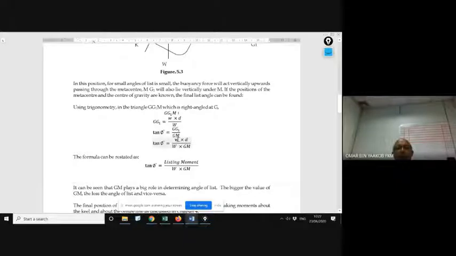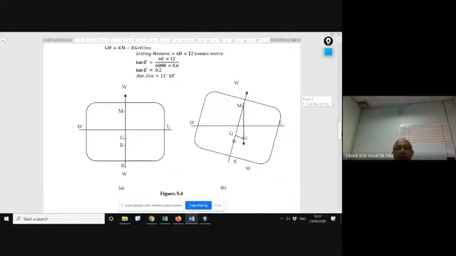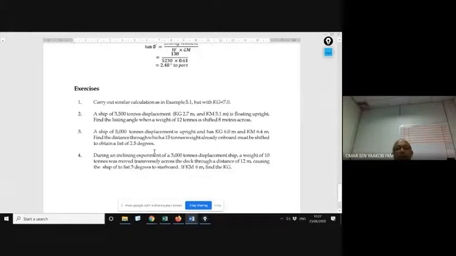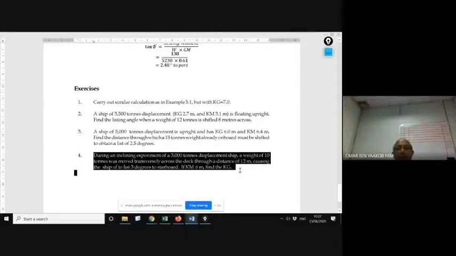You know W, which is the weight to be moved. You don't know D. You know the total displacement and you know GM for exercise number 3. So it is still the same formula, but you just rotate it to find D. And number 4 is also the same. During an inclining experiment, a 3,000 tons displacement ship.